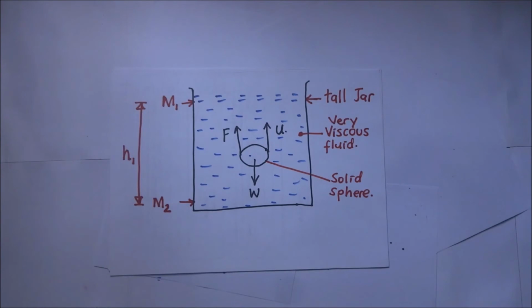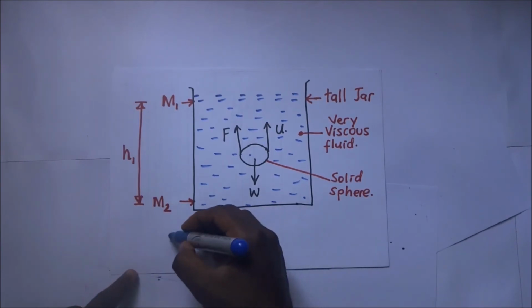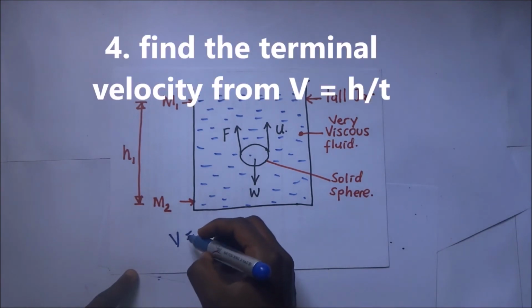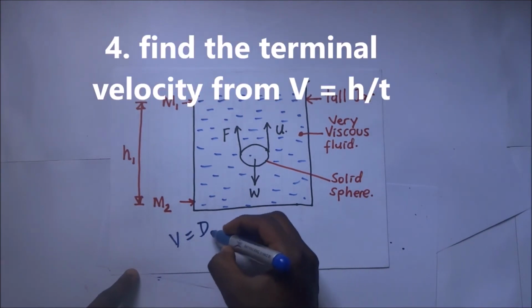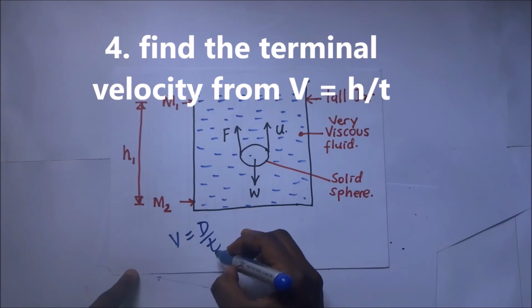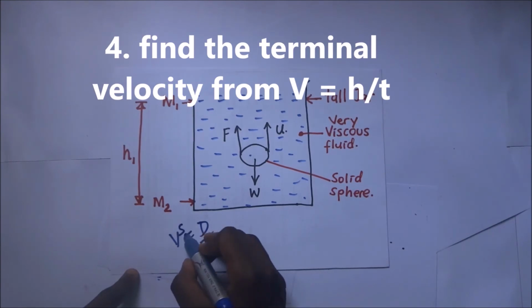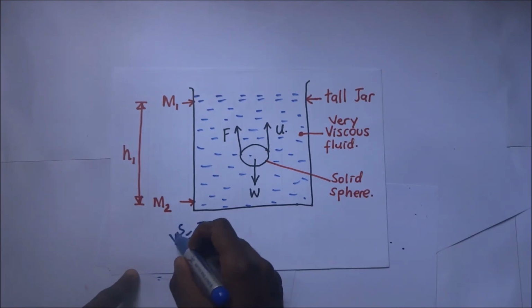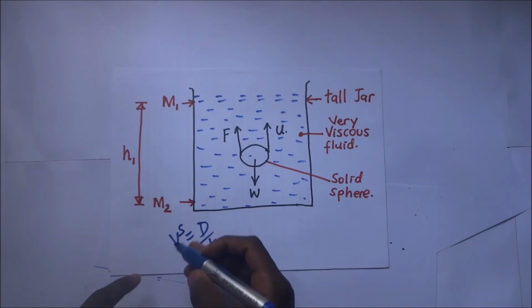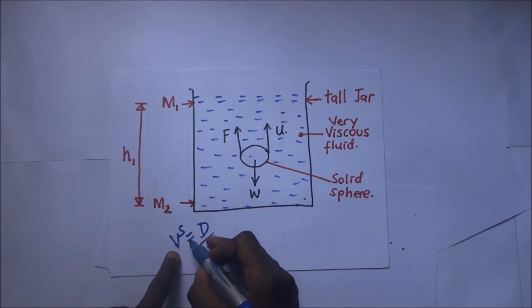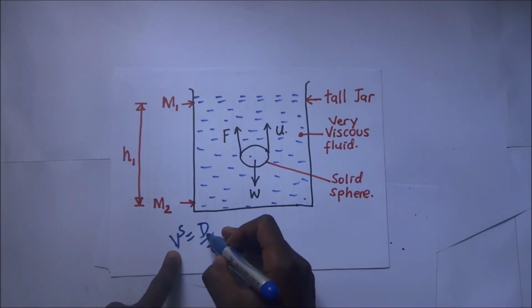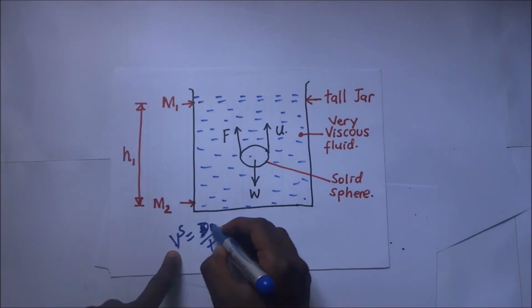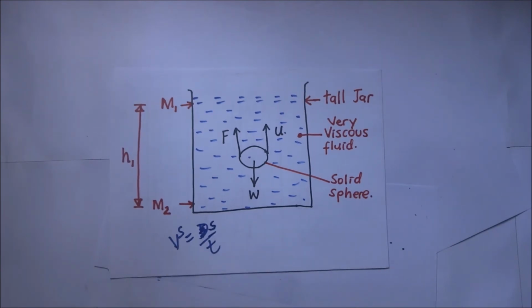Now we know this is finding the terminal velocity experimentally. You know that velocity is given by distance over time, or you know that speed is given by distance over time. So it's the same, speed and velocity, these two having the same units. So velocity is distance over time. Let me call this distance S over time. So it's the same thing here.